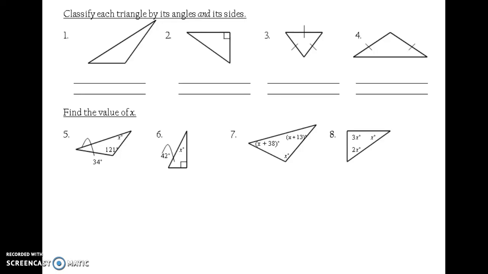Classify each triangle by its angles and its sides. So for angles, that's going to be obtuse, acute, or right. For sides, it's going to be scalene, isosceles, or equilateral. So for this first triangle, there are no tabs that indicate that any of the sides are equal, so that is scalene.